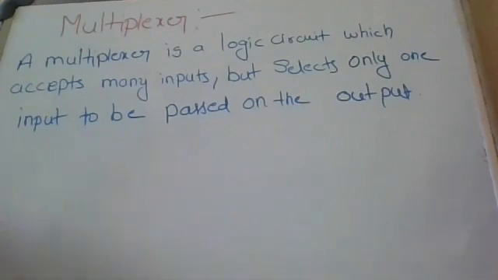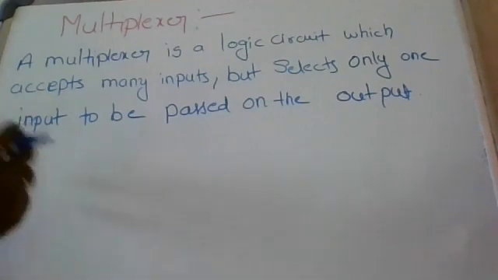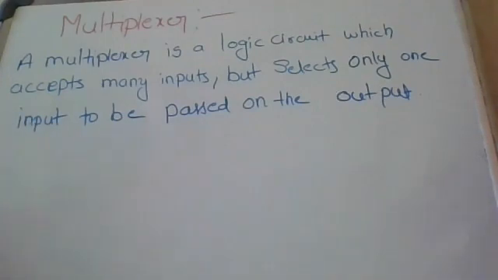So in multiplexers we have many number of inputs. Among many inputs, the multiplexer can accept some inputs only, and those inputs will give the output.